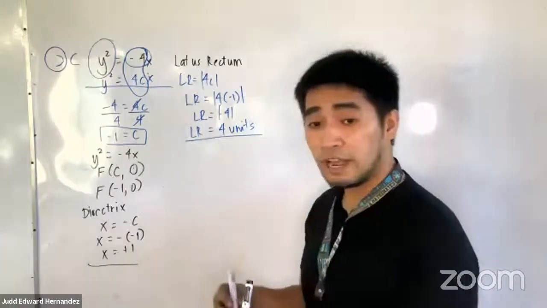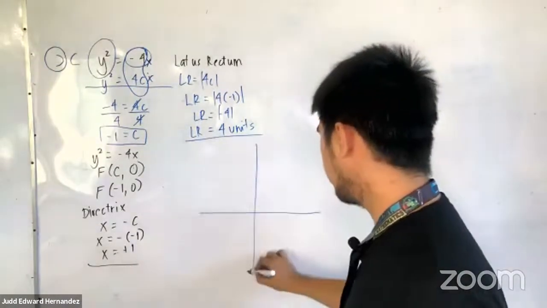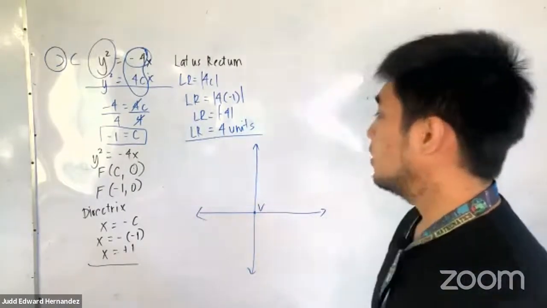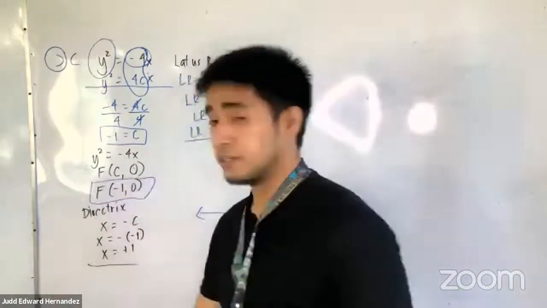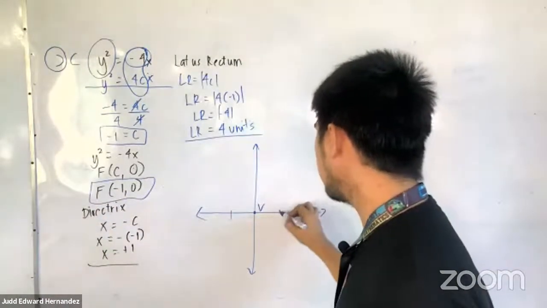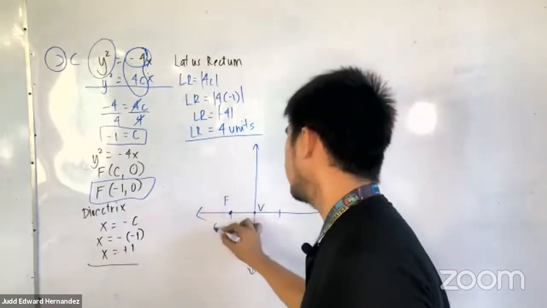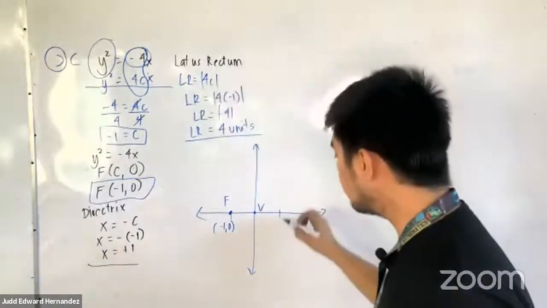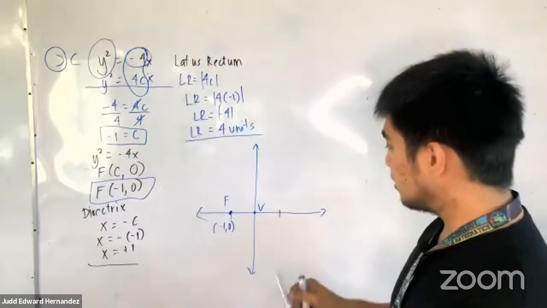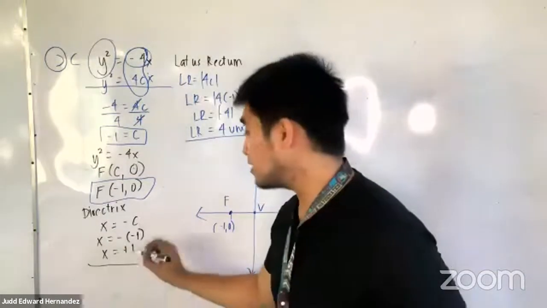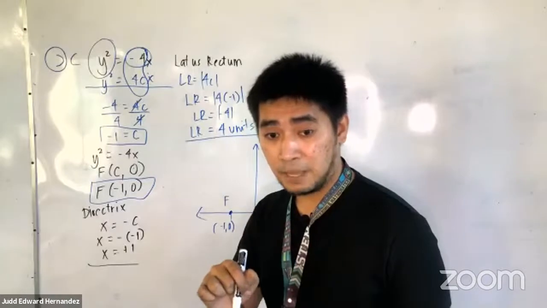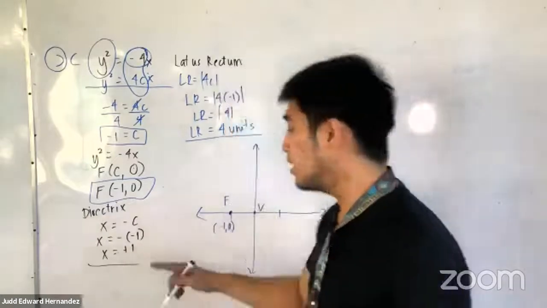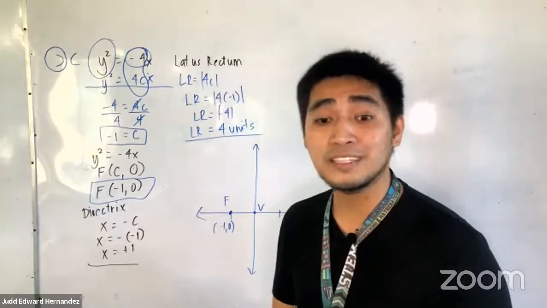So let us now try to graph the parabola, or to sketch the parabola. Okay, so the vertex is at the origin. And the focus is located at negative 1, 0. So this is our focus. Where is the directrix? Directrix is x is equal to positive 1. This is our directrix. Therefore, if it is x, our directrix is a vertical line. Remember, kapag x yan, vertical line. Kanina nga nag-drawing tayo, y is equal to negative 1, that is horizontal. Ngayon naman, x is equal to positive 1, therefore it is vertical.